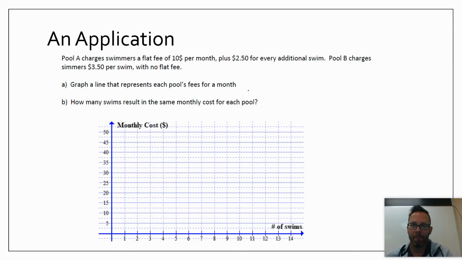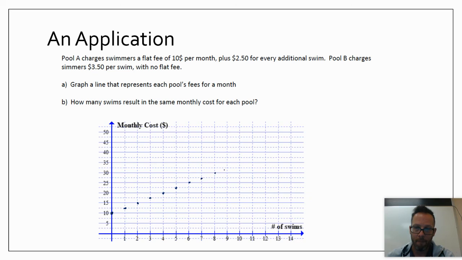So for pool A, no matter what, you're paying $10. And then you're paying $2.50 for every additional swim. So if you're doing the math for 2 additional swims, that'd be an extra $5, right? Now I made the grid so that the y values go up by 2.5. So this one's actually pretty easy to plot very accurately.